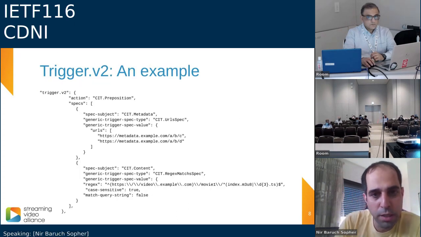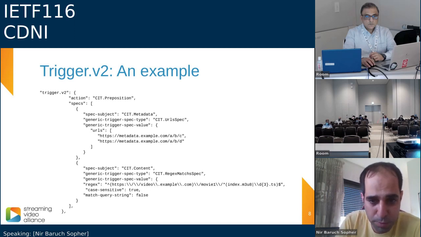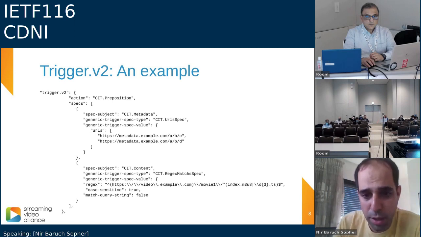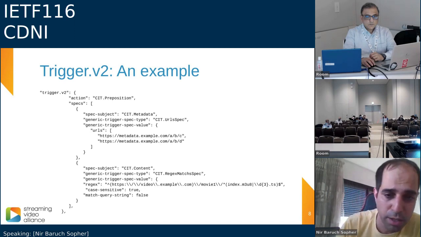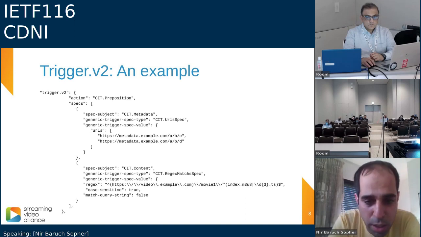So this is an example of the entire trigger object. Here we have an action which is preposition, and these are the specs that it runs on. It would run on those two metadata URLs in the example, example ABC and example ABD. As well, it would run on the content which is specified by the regex below.